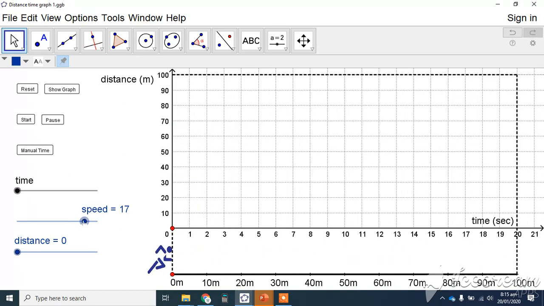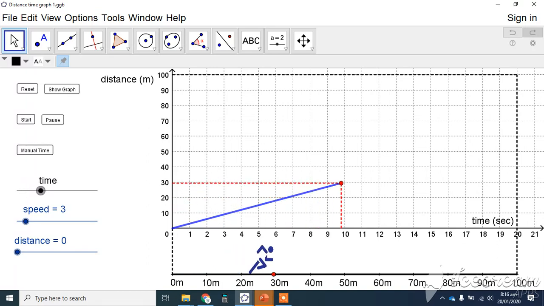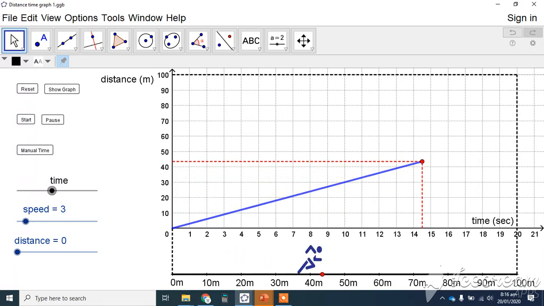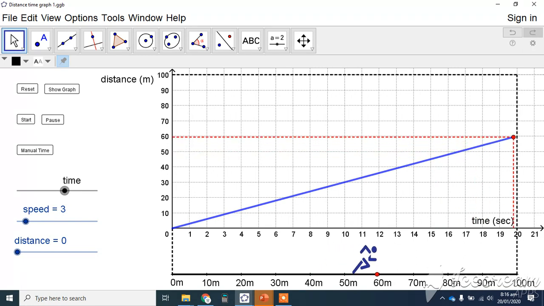Right, what about if it was me running the race? My speed would be right down here, and let me start my time again. You can see now that it's not so steep. The gradient is not steep at all, and the person running the race, let's pause it after 20 seconds. After 20 seconds has only run 60 meters, so it hasn't even got to the 100 meters after 20 seconds.